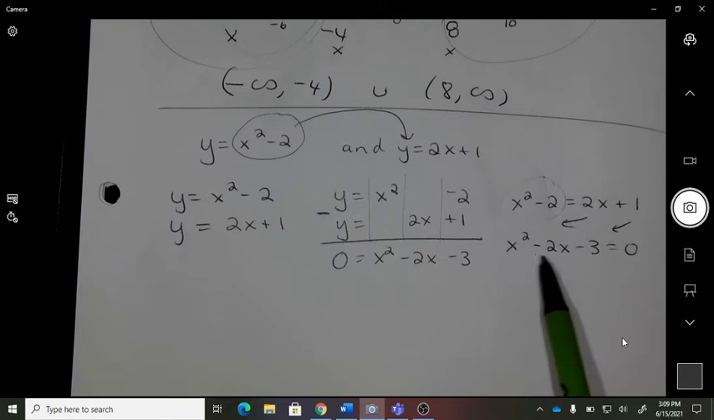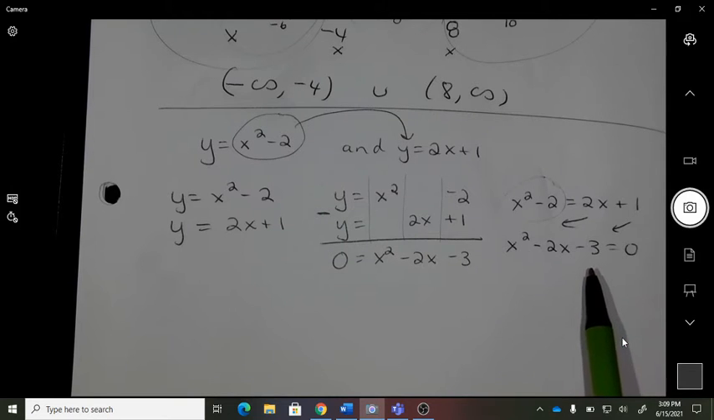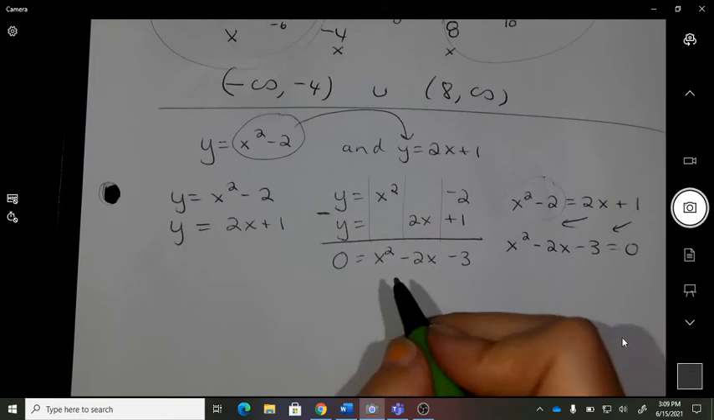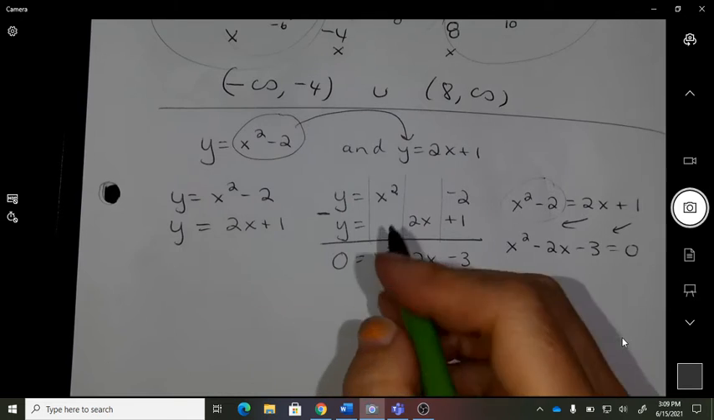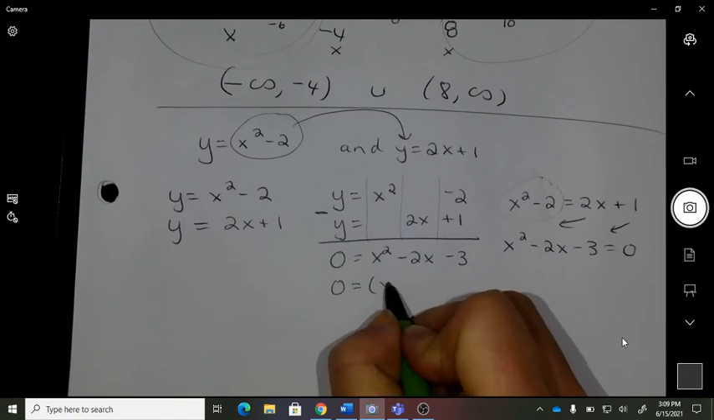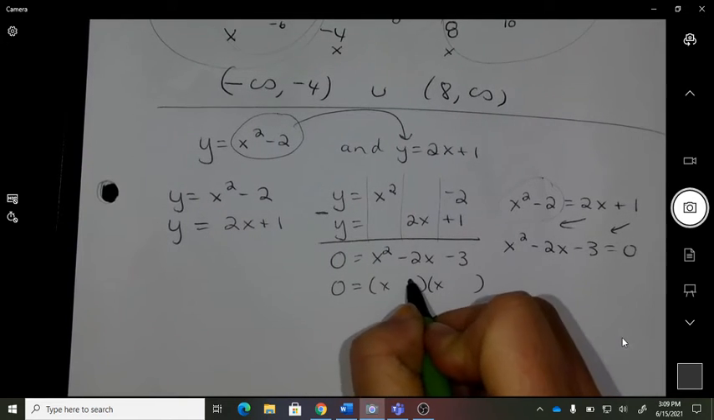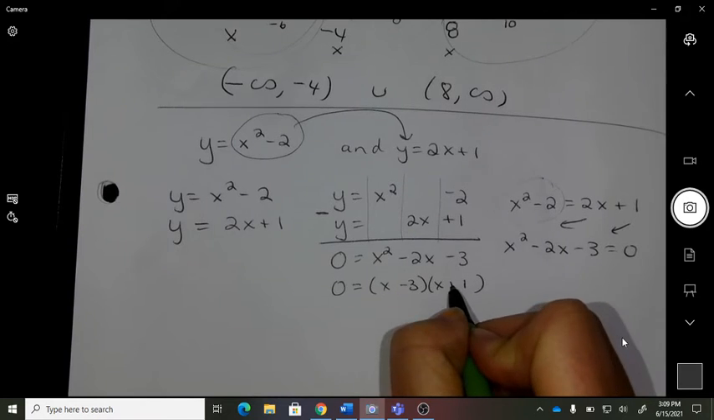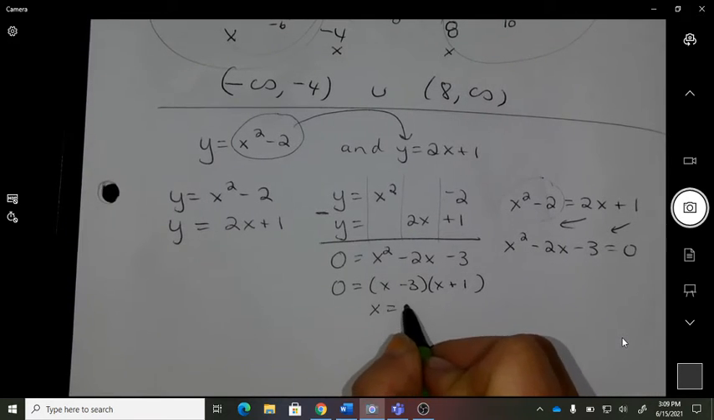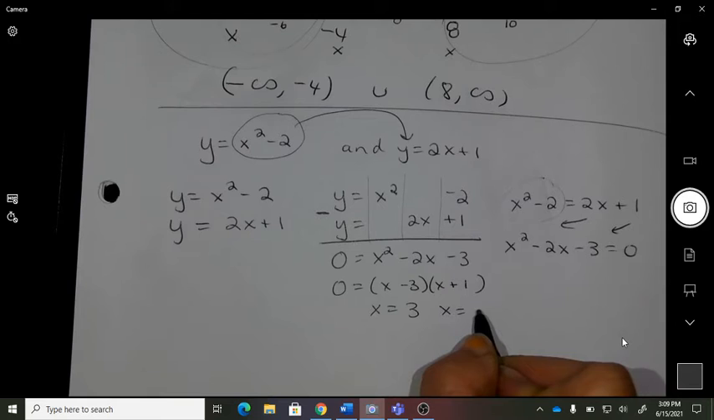So you can see how I got to the same place. Either method, elimination or substitution. Sometimes one is better than the other. So here I'm going to factor, some negative 3, positive 1. So x equals 3, x equals negative 1.